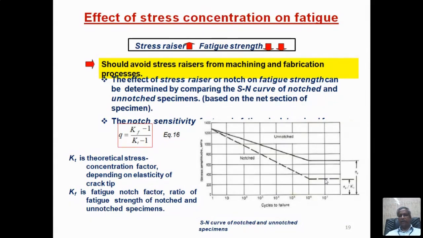So you have to find out this. I told you the fatigue strength of the notched specimen is 300 megapascal, and the fatigue strength of the unnotched specimen is 650 megapascal. The ratio between these two is called the fatigue notch factor.